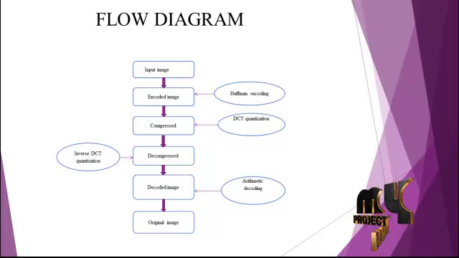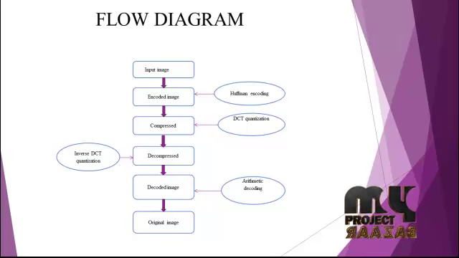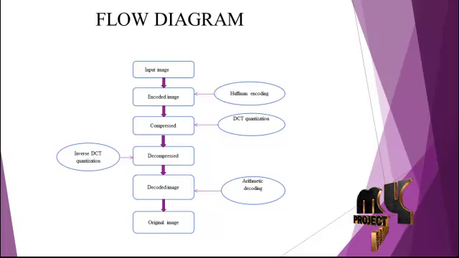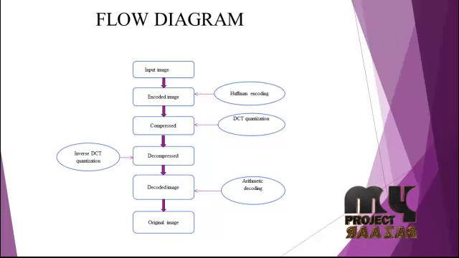After compression, we have to retrieve the input image. So we apply the decompression by using inverse DCT quantization. Afterwards, we have to decode the decompressed image by using the arithmetic decoding technique. Finally, we get the original image with its size. It is the main theme of our flow diagram.